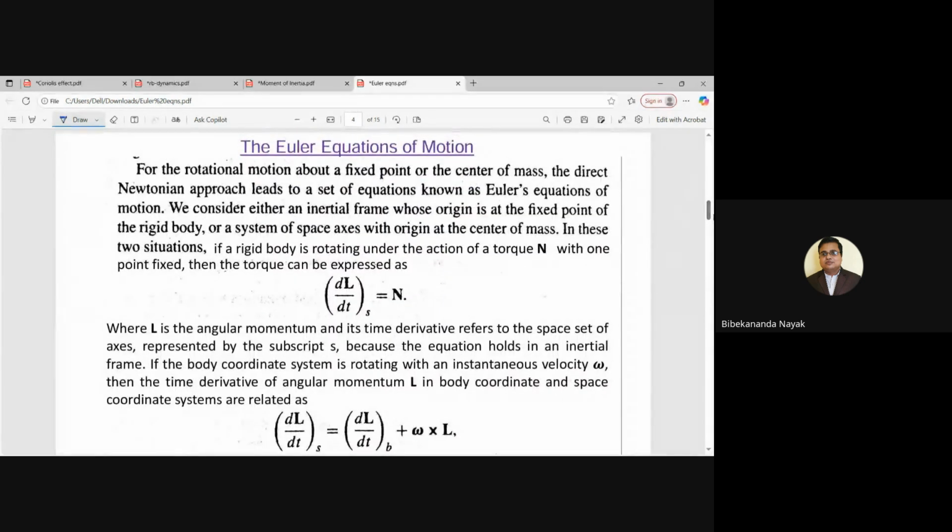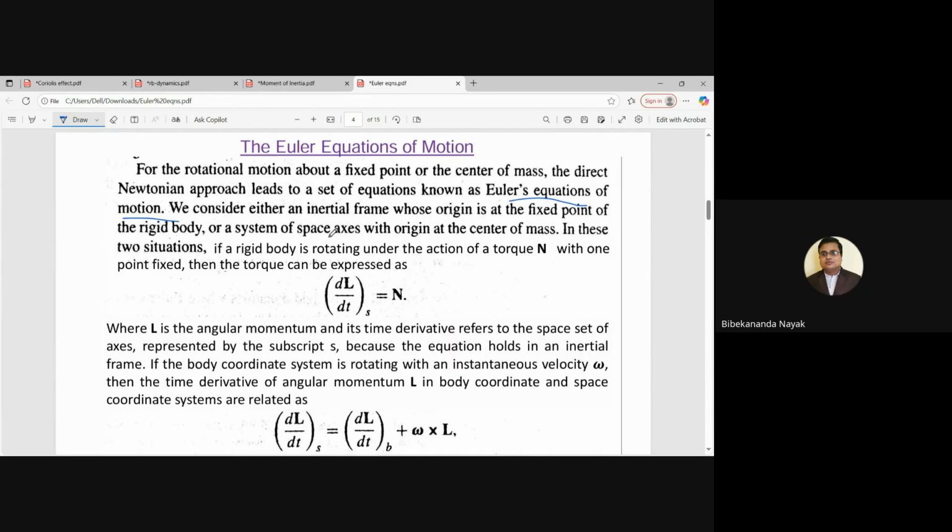For rotational motion about a fixed point at the center of mass, means if a fixed point is known, even if we assume it is the center of mass, the direct Newtonian approach leads to a set of equations known as Euler's equations of motion. So instead of using the Lagrangian formulation, we use the Newtonian approach for getting the equation of motion for a rigid body, which was first given by Euler, known as Euler's equation of motion.